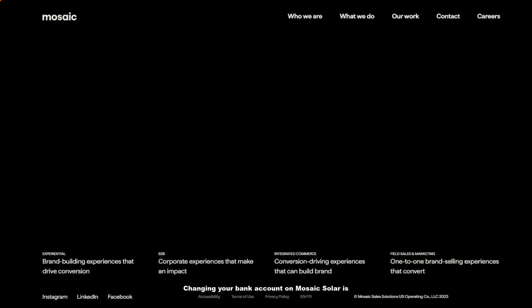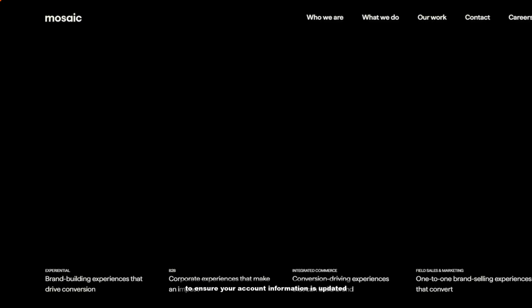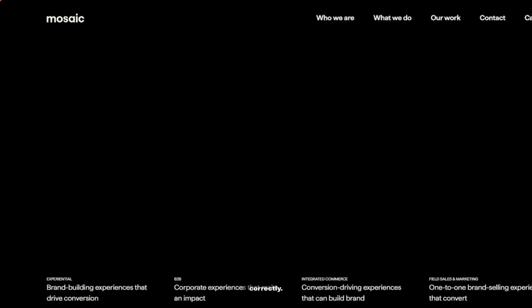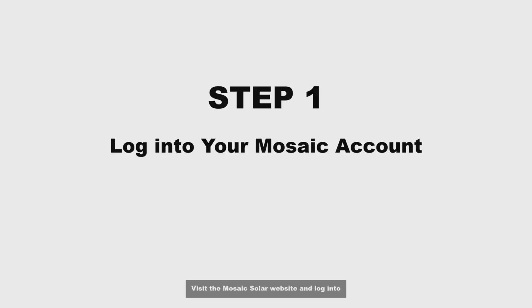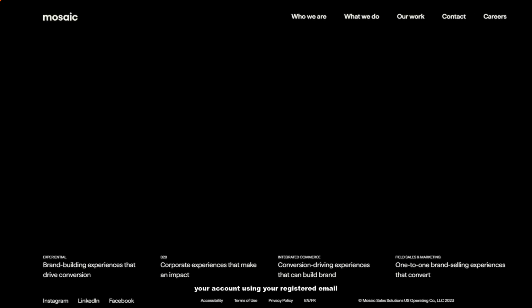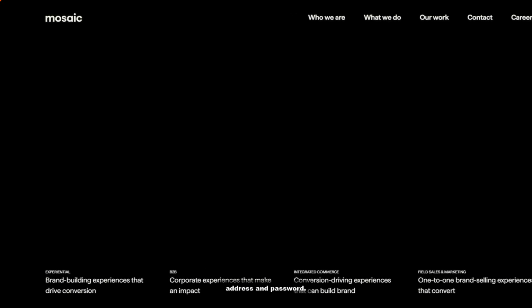Changing your bank account on Mosaic Solar is a straightforward process. Follow these steps to ensure your account information is updated correctly. Step 1. Log into your Mosaic account. Visit the Mosaic Solar website and log into your account using your registered email address and password.